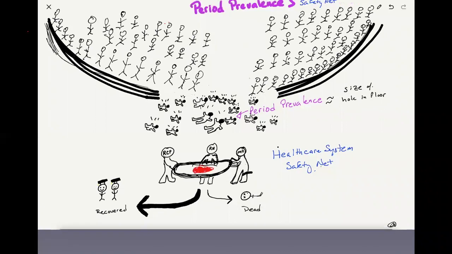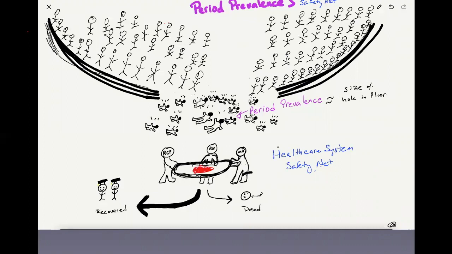Now, when the period prevalence begins to increase significantly, it can exceed the safety net. And this is when things become more dangerous, right? So the size of the hole in the floor is much larger than what the safety net is capable of catching. And so we begin to see additional injuries that result from the lack of healthcare resources. And this doesn't just apply to those that are infected, but also includes those with other diseases that require the healthcare system safety net. And this is what we saw occur in Italy, what we saw occur in Ecuador, what we've seen occur in a number of different other places.